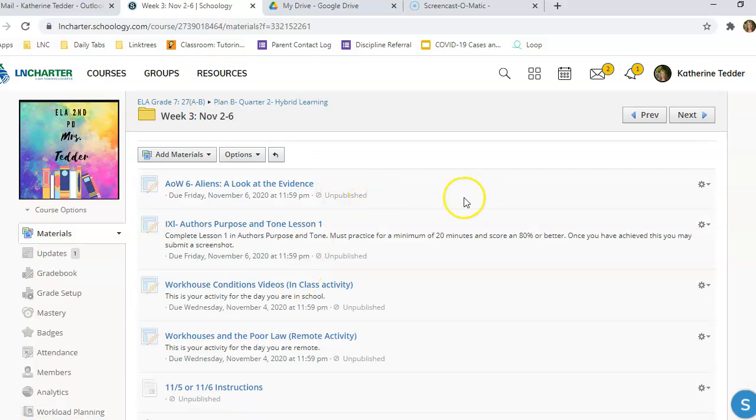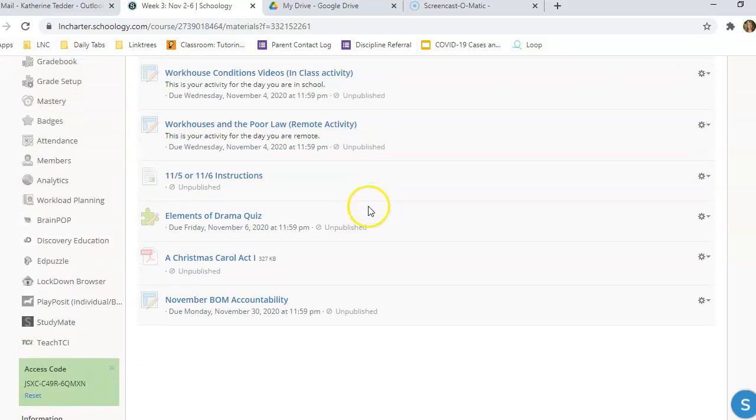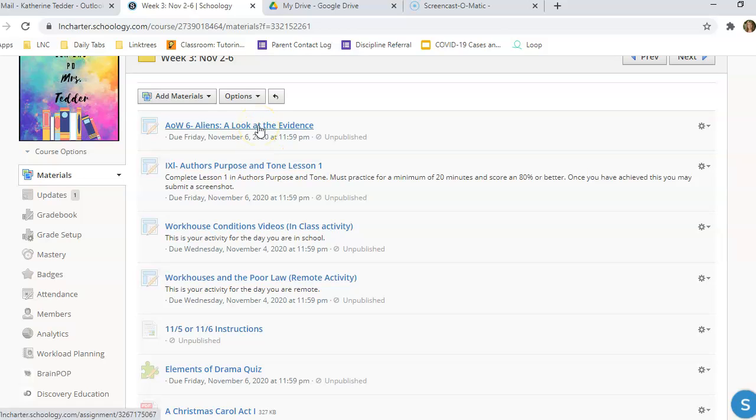So for the week of November 2nd, we have a couple of different assignments. Your article of the week is already loaded in here for you guys. Additionally, you do have an IXL lesson this week on author's purpose and tone. It is just the first lesson. If you go into your IXL, it should have already been suggested to you as long as you're connected to my class, okay? So you're only doing that first one. You have to practice for a minimum of 20 minutes with a score of 80% or better. Once you've achieved it, you should submit a screenshot. Remember to crop that down so that it doesn't take forever to download.